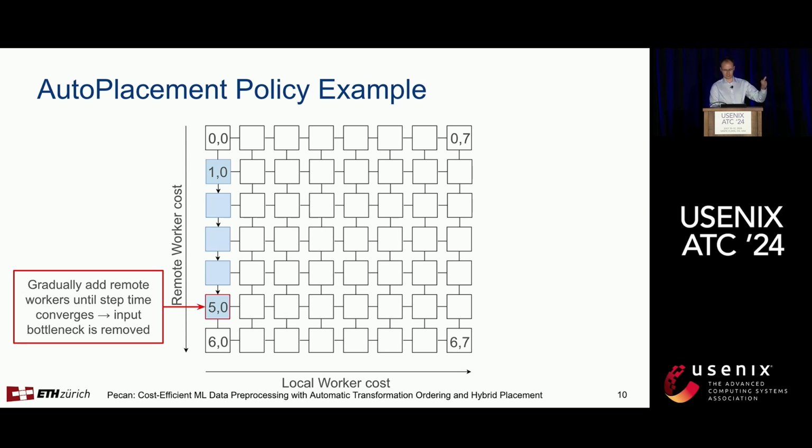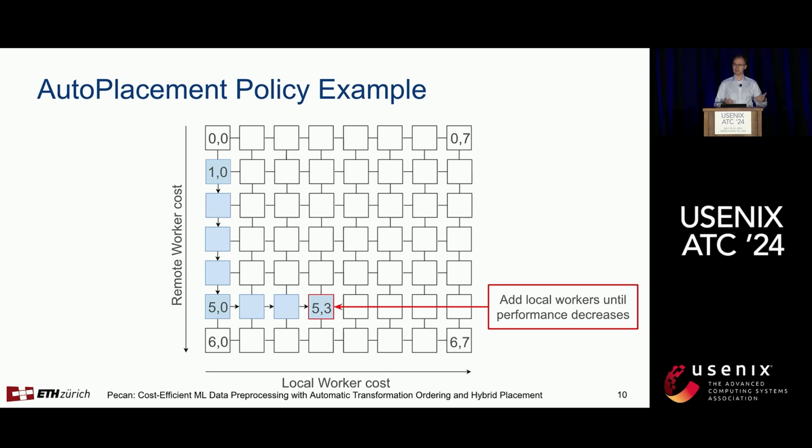Now that we've reached the point where our TPU is as busy as it possibly can be, we try to reduce the use of these remote workers by adding local ones instead. And we continue adding local workers until we see a performance decrease. This means that we don't have enough cycles left for these auxiliary tasks that I mentioned previously, and therefore we have to stop adding local workers.